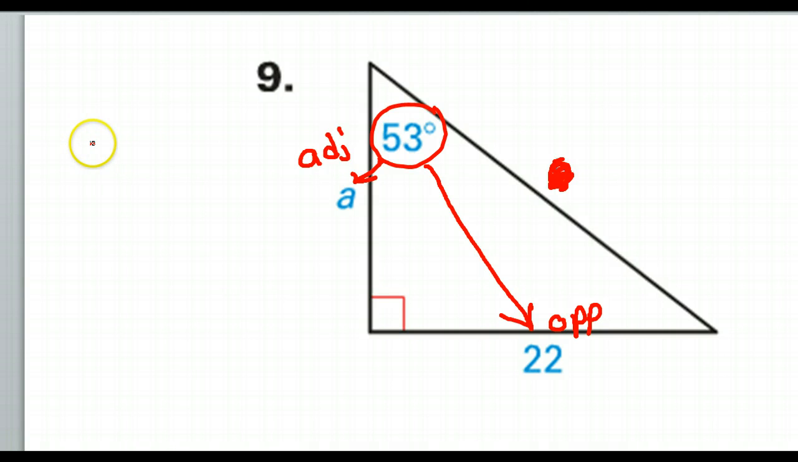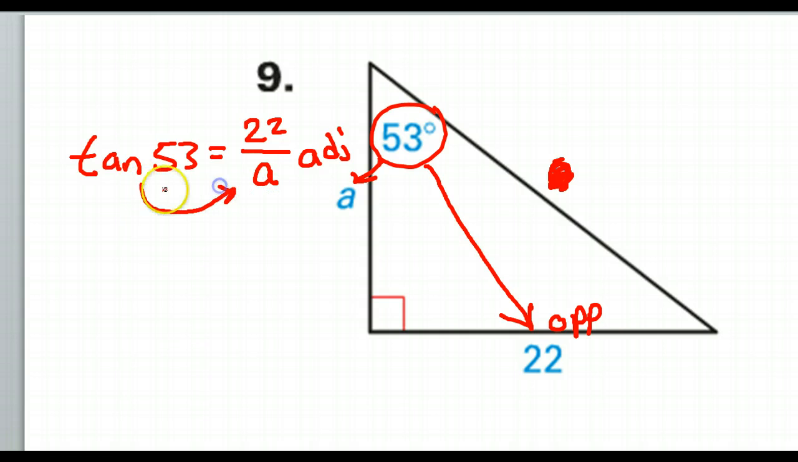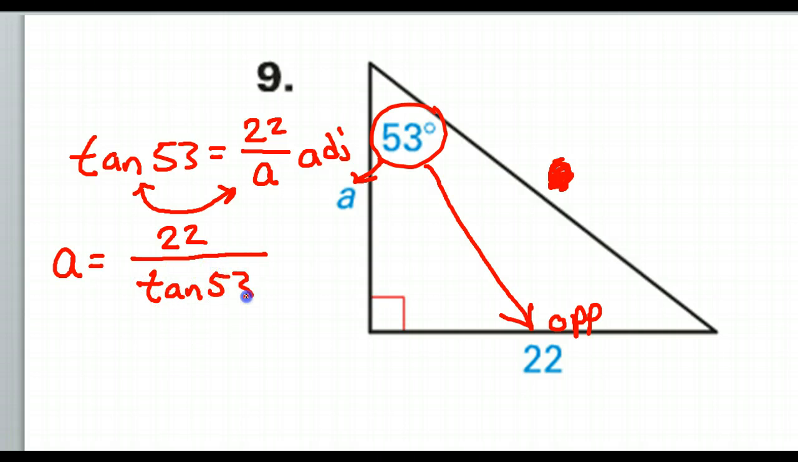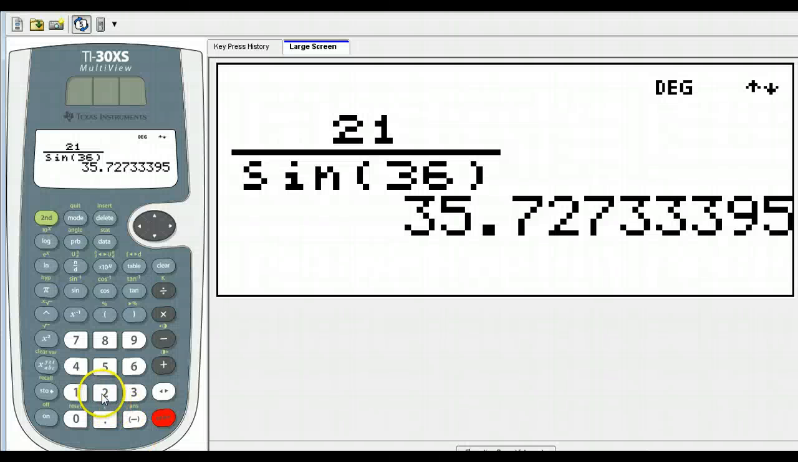So I'm going to go tangent 53 is equal to opposite over adjacent, 22 over A. Once again, the variable is in the denominator, so I'm going to swap the denominator with the function. So this is going to give me A is equal to 22 over tangent 53. But I can just put that in my calculator, 22 over tangent 53.